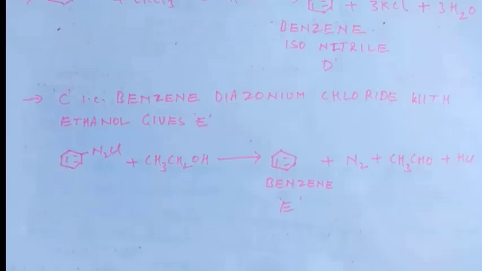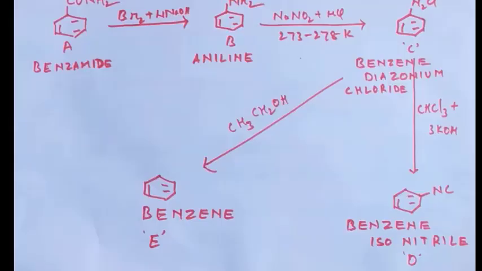So here in this question, A is benzamide, B is aniline, C is benzene diazonium chloride, D is benzene isonitrile, E is benzene. So the overall reaction is shown here.